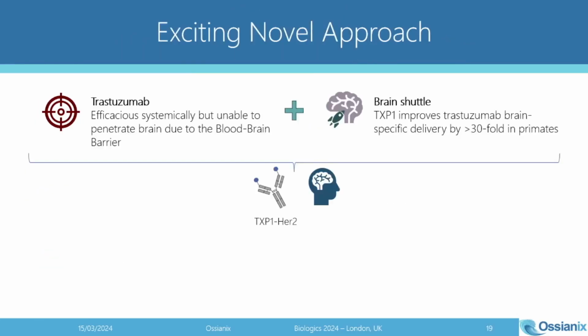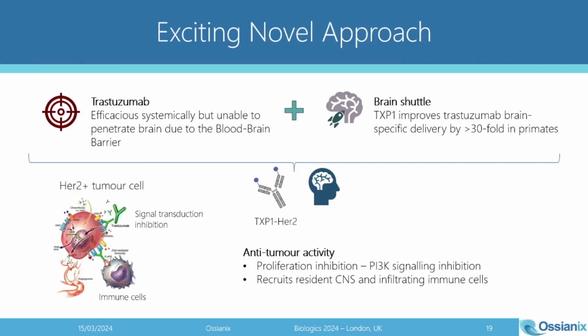So our idea is pretty simple and straightforward: combining trastuzumab, which is an efficacious drug systemically but doesn't penetrate the blood-brain barrier, with our brain shuttle that improves delivery of the molecule to the brain. So upon delivery, trastuzumab's mode of action is by reducing the proliferation rate of the tumor cells, as well as being able to recruit CNS and infiltrating immune cells.